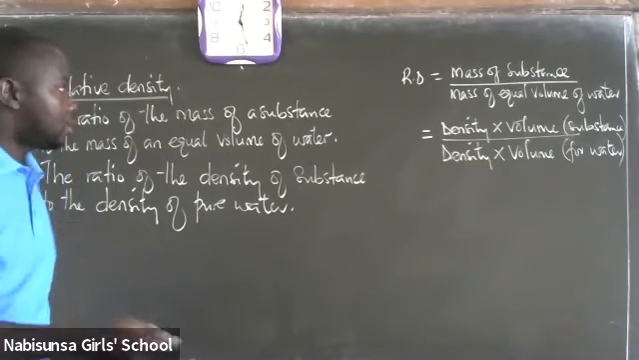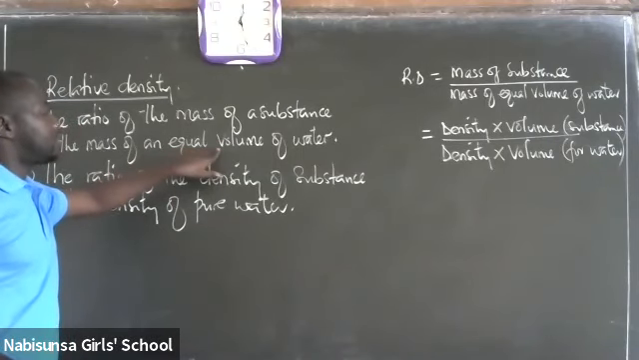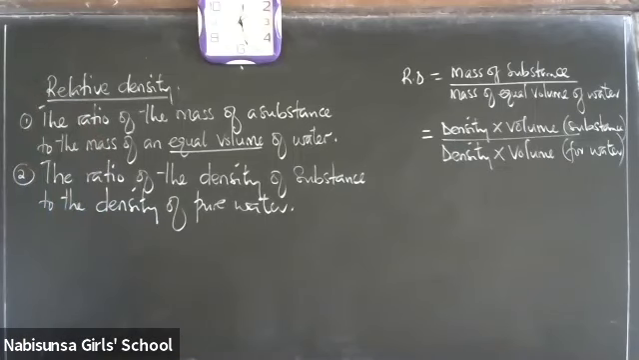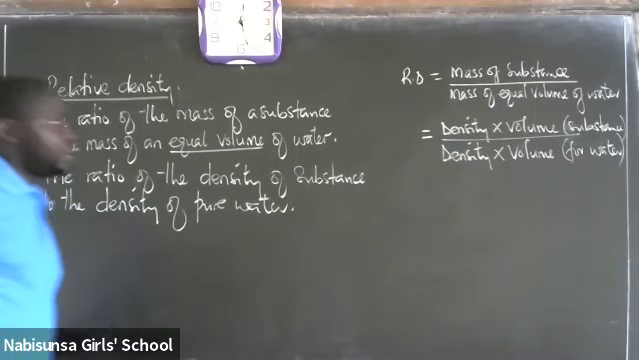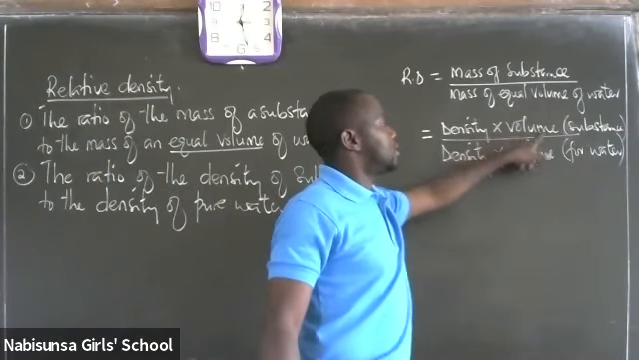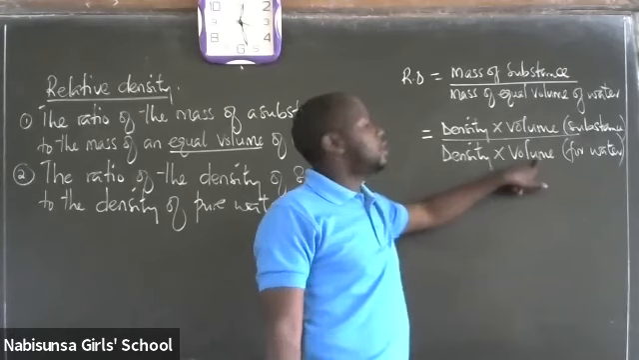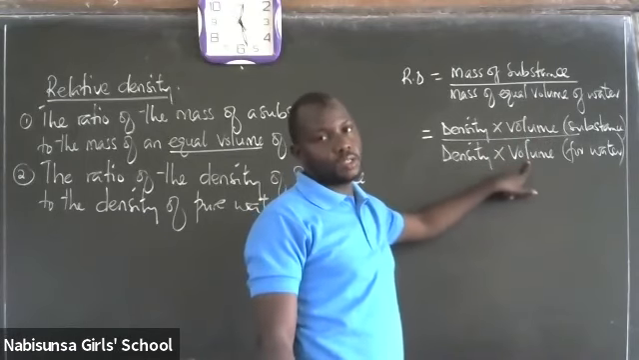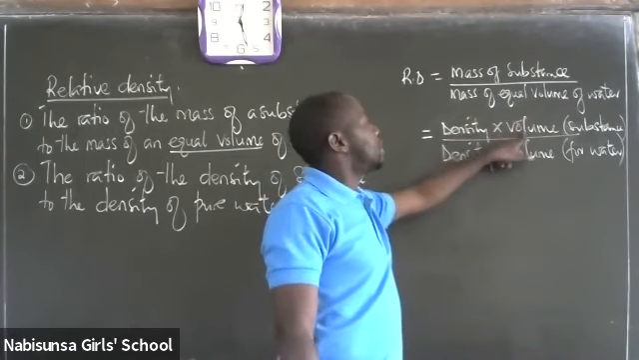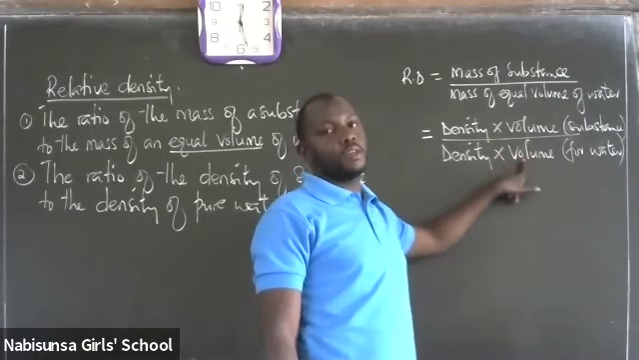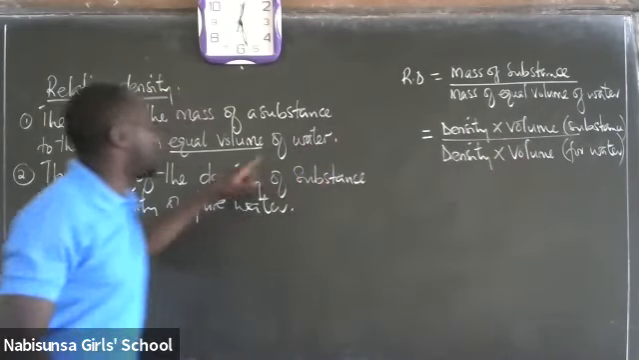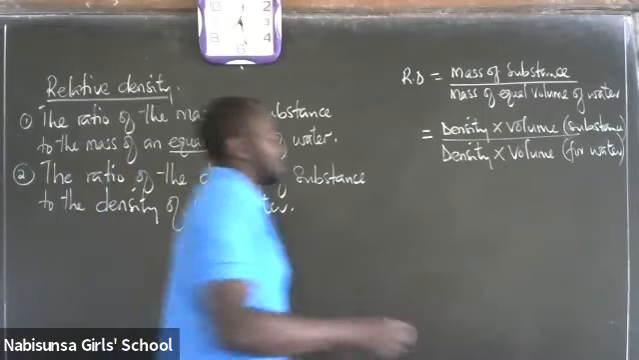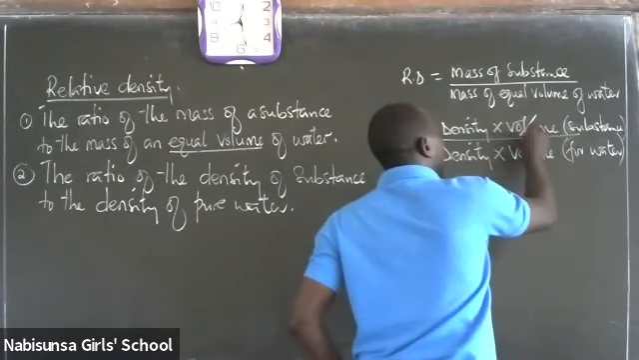But remember from the definition we said equal volume, meaning the volume of this substance is the same as the volume of the water. If this one is 20 meters cubed, even this one must be 20 meters cubed. If it is 5 meters cubed, this one must also be 5 meters cubed. Why? We only compare masses of equal volumes. What does that tell us? That then this volume will cancel with this one.